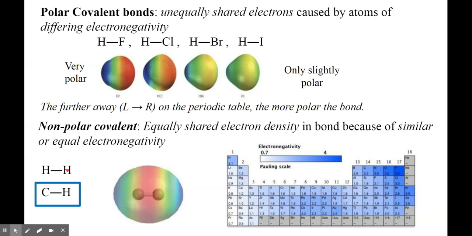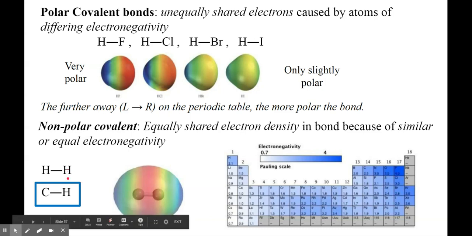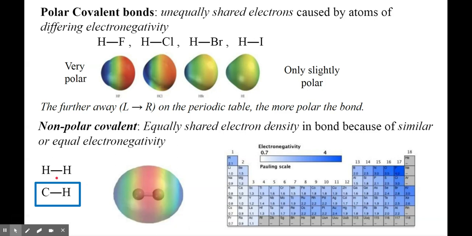I put a blue box around carbon and hydrogen because this is an extra special example I want you to know, because it is so common. Anytime we talk organic chemistry, which is dealing with carbon, there's a whole bunch of hydrogen. If you see carbon bonded to hydrogen, that bond is always considered non-polar because the electronegativities are just so close to each other.